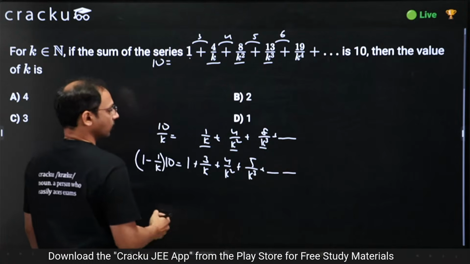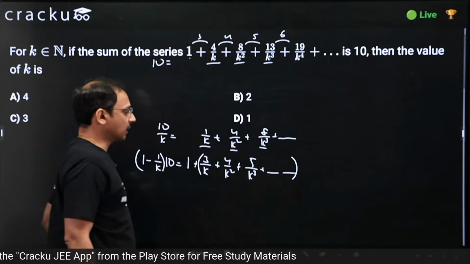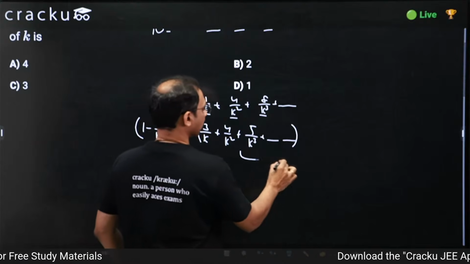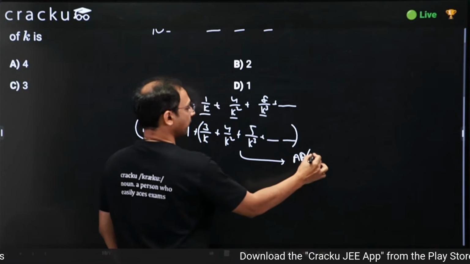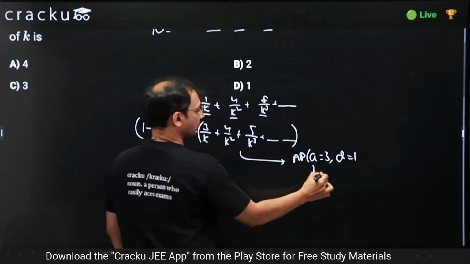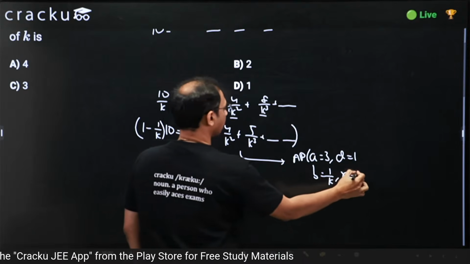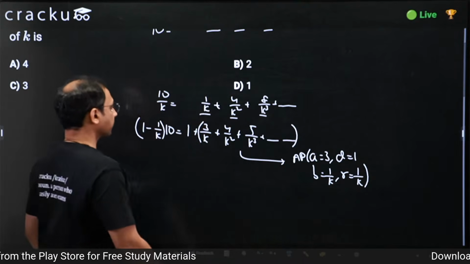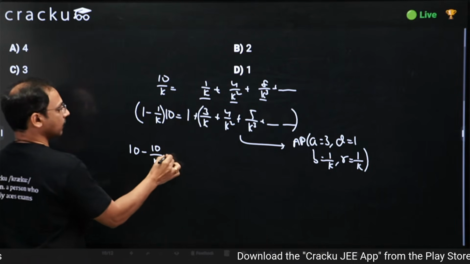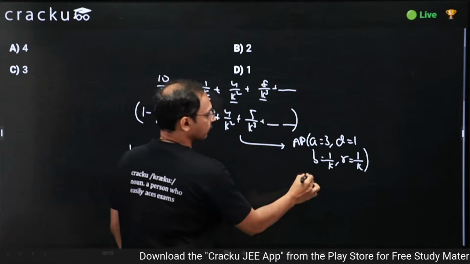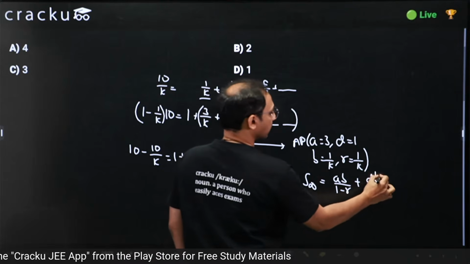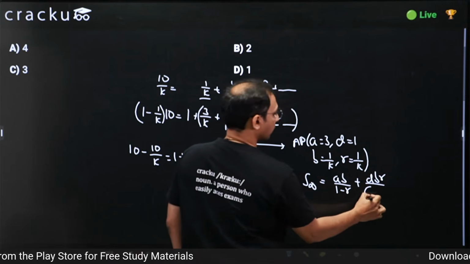And so on. So here we have an AGP. You have an arithmetic progression as well as geometric progression. So in this particular AGP, for the AP the first term is 3, common difference is 1. For the GP the first term is 1 by k and common ratio is also 1 by k. So let us apply the S infinity formula. I get 10 minus 10 by k is equal to 1 plus, what is S infinity? That is ab by 1 minus r plus dbr by 1 minus r whole square.